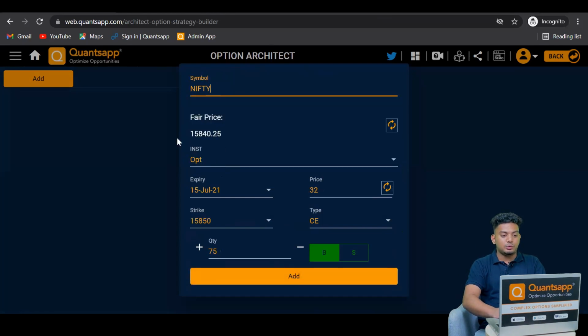So I'm in the Architect tool now. You can go ahead and select your desired F&O instrument. I have selected Nifty. Expiry is 15th of July. So let's say the 15,900 call option. The price right now is 12.05 for that option and we are buying it. And I will click on add.